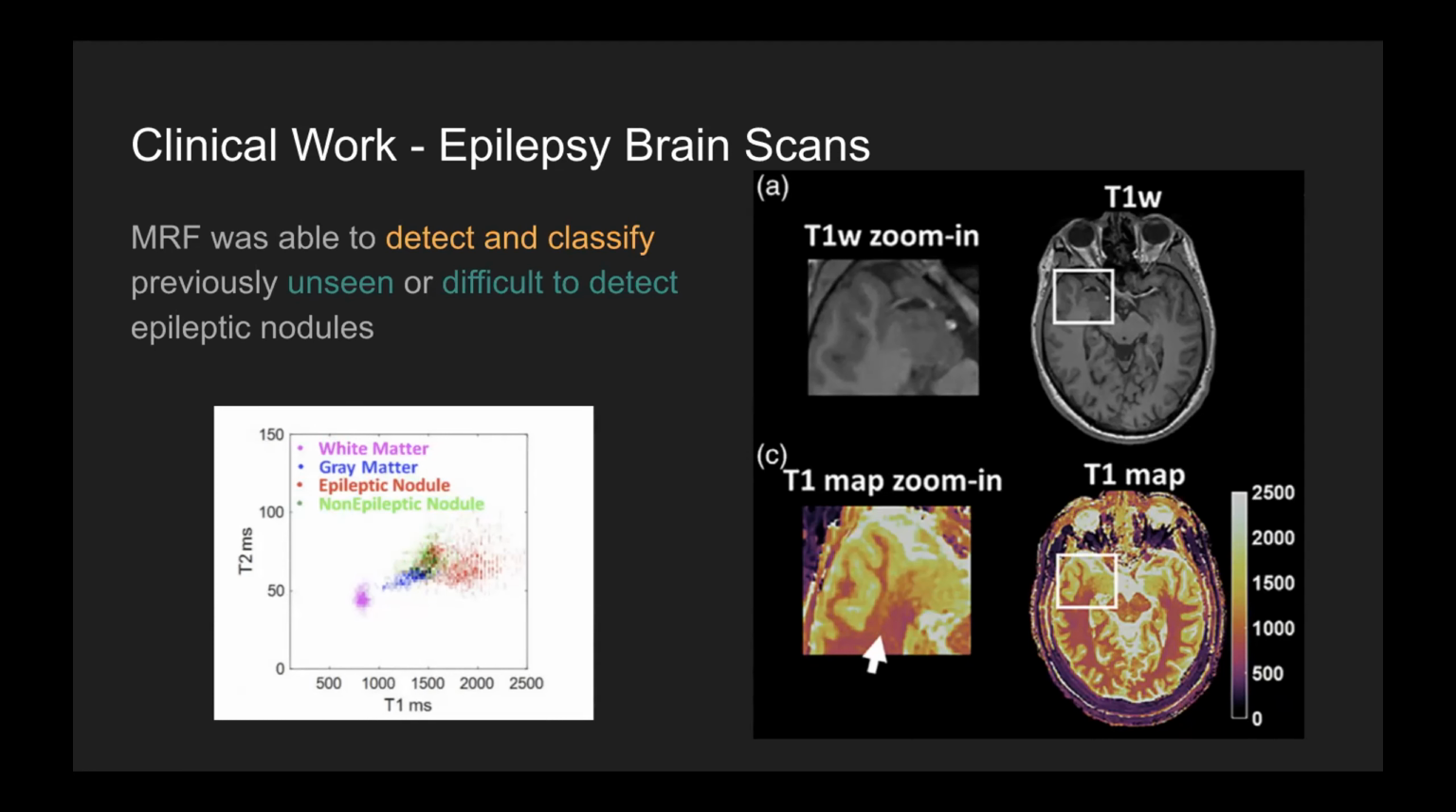In addition, on the left, you can see how the quantitative extraction in MRF allows you to differentiate materials. The pink clump is white matter, and the red clump is an epileptic nodule. You can also differentiate between non-epileptic nodules and epileptic nodules, so diseased and non-diseased areas. This is a statistical correlation, as there's lots of variance, but as you narrow in on the parameters and statistical spread of these various areas of the brain, you can start to classify these areas accurately.